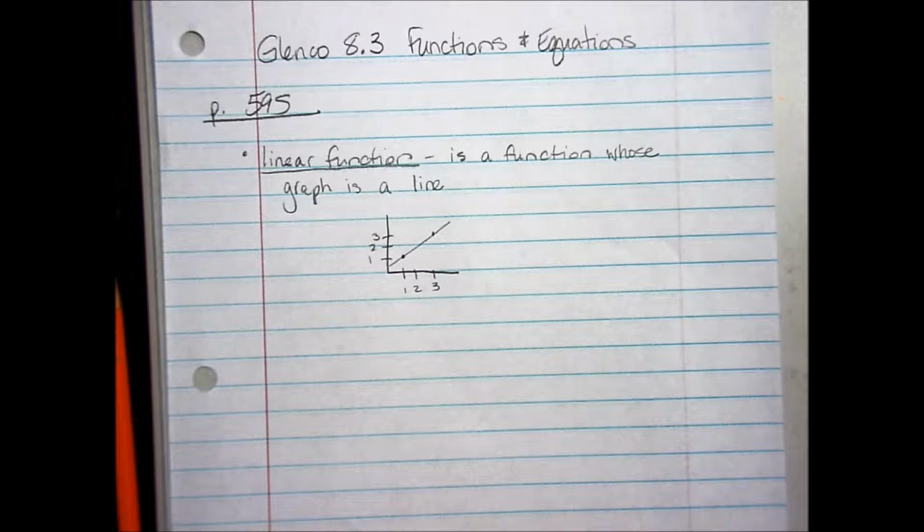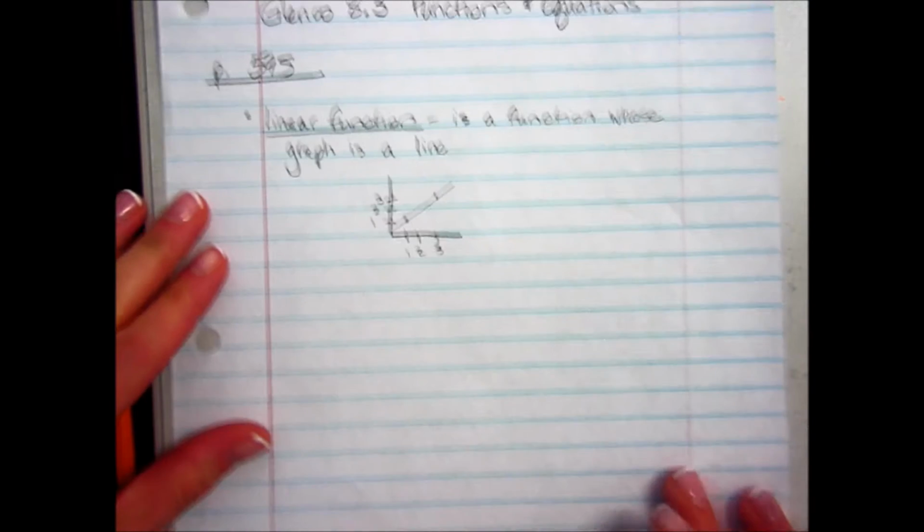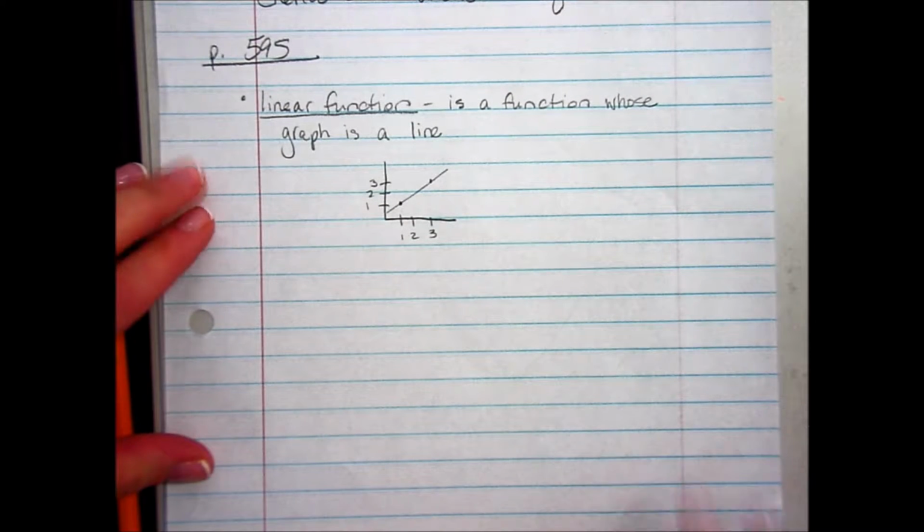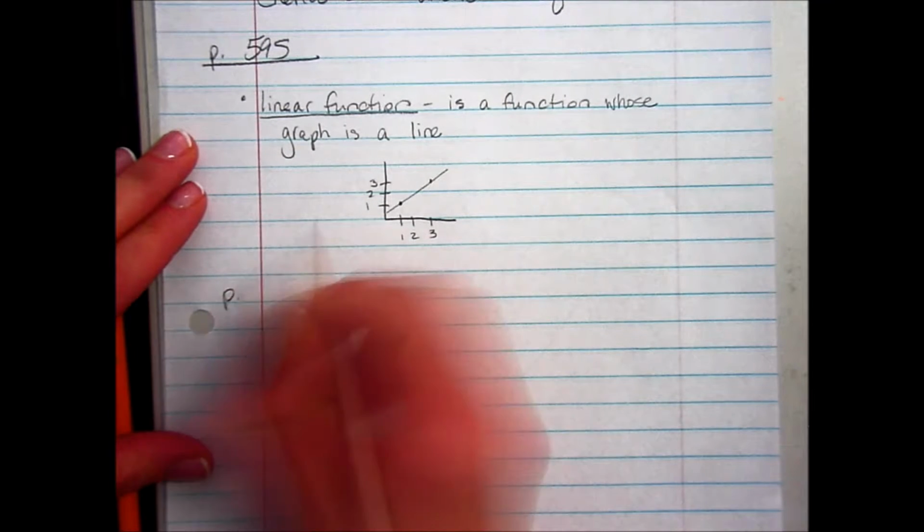Today's lesson is in Glencoe, Chapter 8, Lesson 3. We're looking at functions and equations. Make sure you have the definition of linear function. It's a function whose graph will end up being a line as shown here. If we look over at page 596, we can see some examples.